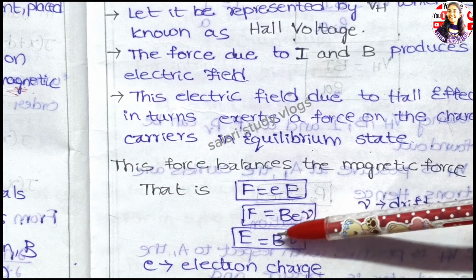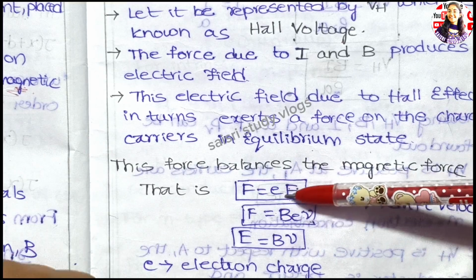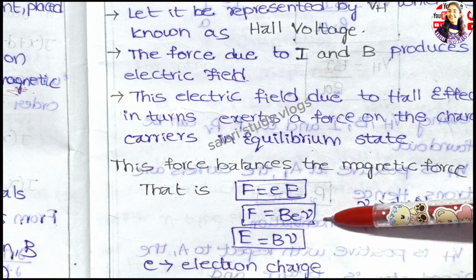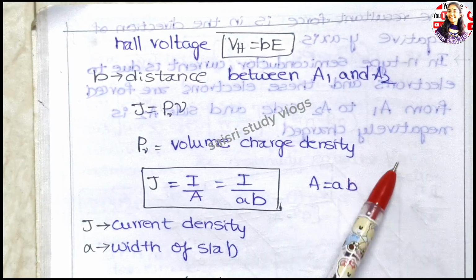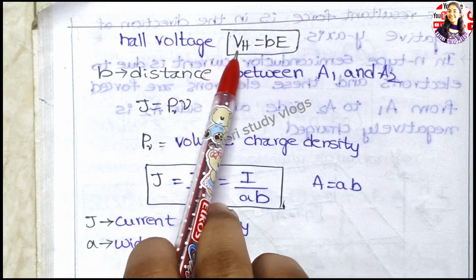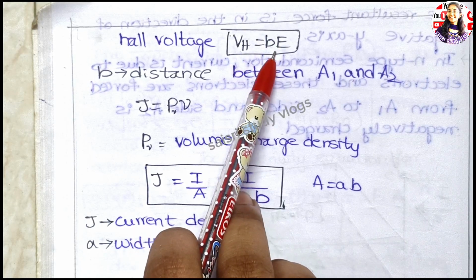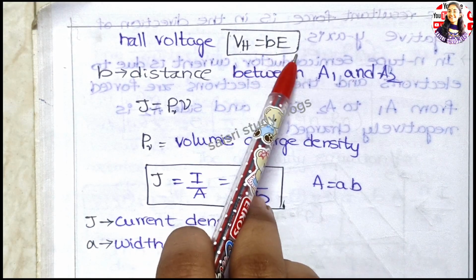So up to here we got E is equal to Bv and F is equal to eE. From that we got F is equal to Bev. As we know, b is the distance between A1 and A2. From this, voltage is equal to electric field into distance. So VH, the Hall voltage, is equal to b into E.